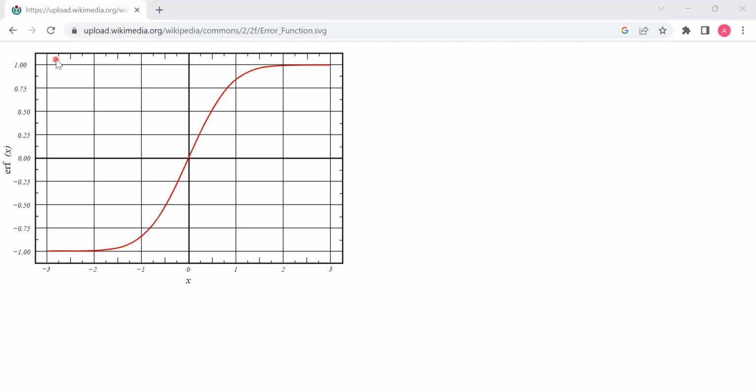Okay, so can you see the graph now? Graph record. Can you see the graph?